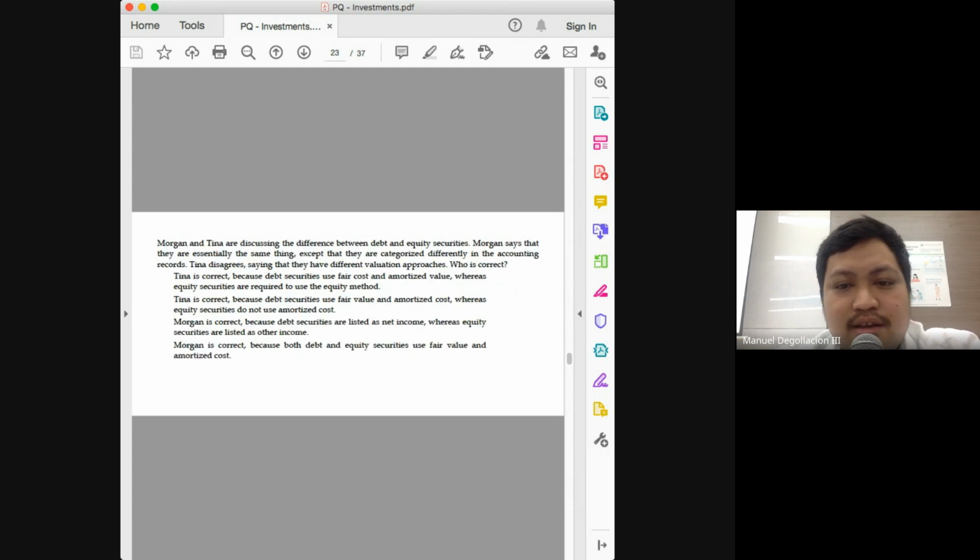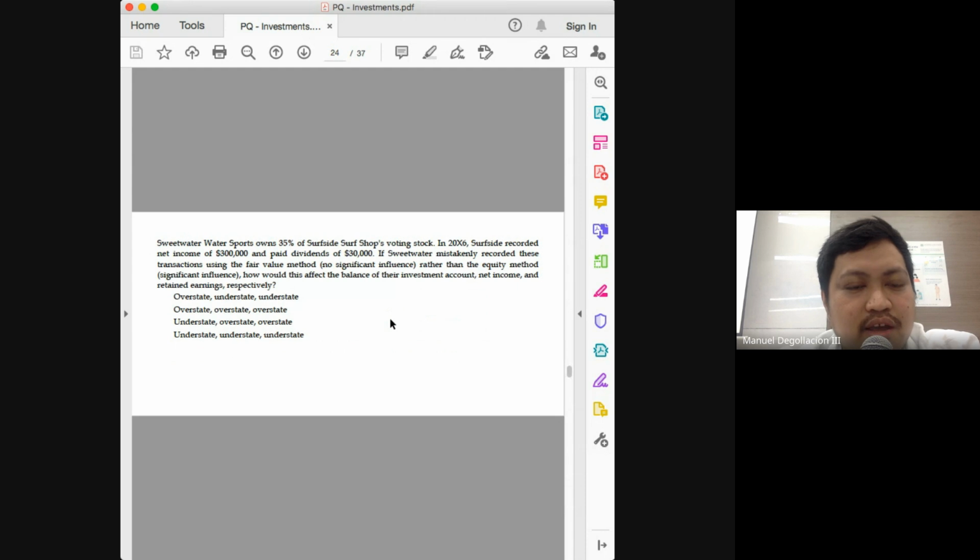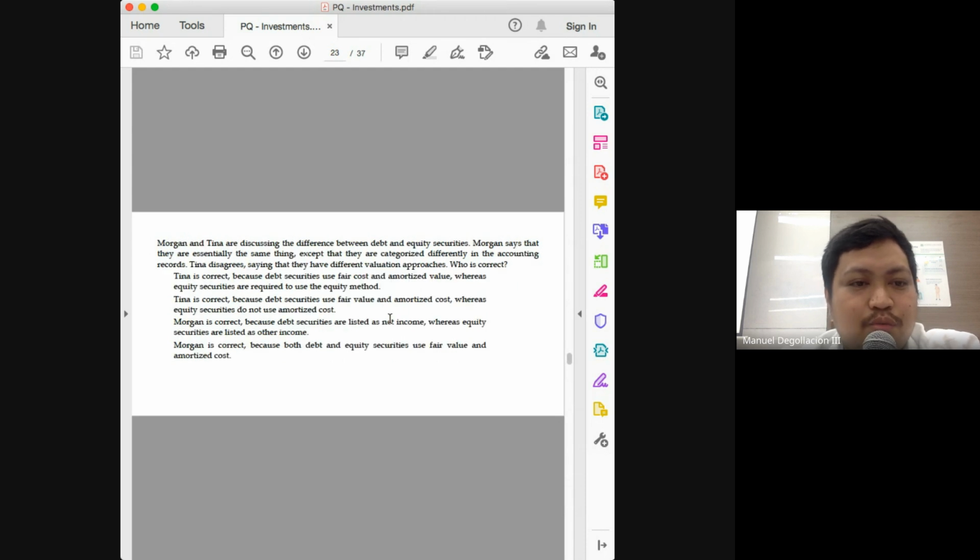Next, Morgan and Tina. Morgan and Tina are discussing the difference between debt and equity securities. Morgan says that they are essentially the same thing except that they are categorized differently in the accounting records. Tina disagrees, saying that they have different valuation approaches. Who is correct? Tina is correct because debt securities use fair value and amortized cost, whereas equity securities do not use amortized cost. Okay, so expect these kind of questions because it somewhat requires decision making on your part.